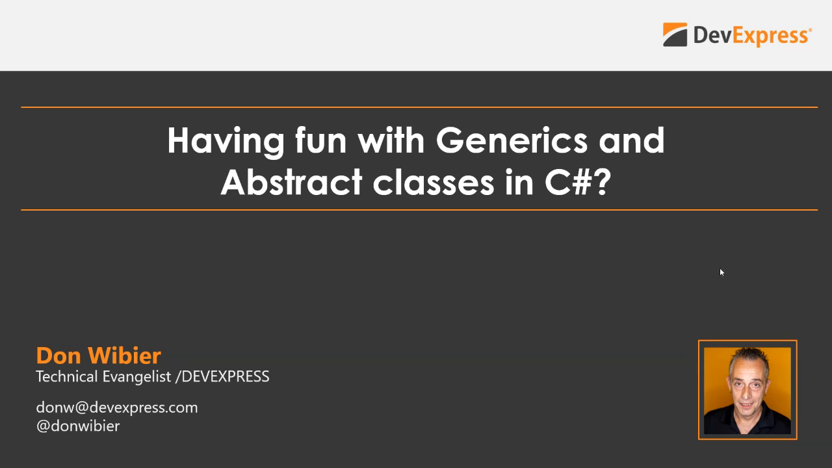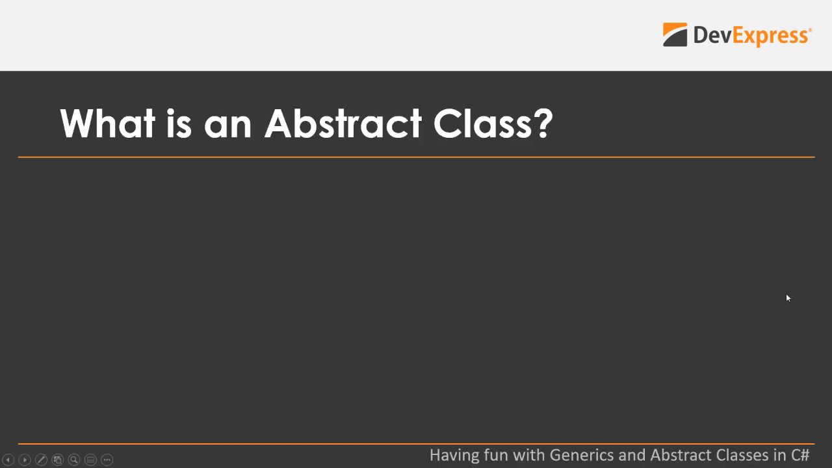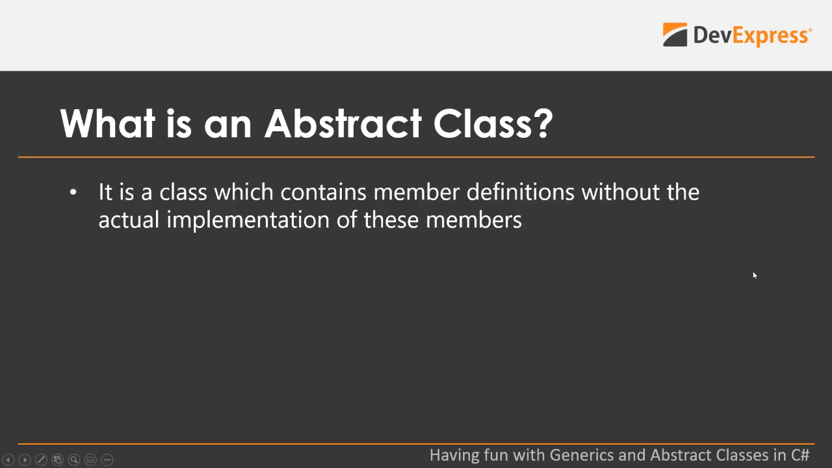So let's first start with what is an abstract class. By the way, this stuff works with .NET Framework. It also works with .NET Core. It's something that has been in here for quite some time now. So let's first talk about an abstract class. What is that? Well, an abstract class is a class which contains some declarations and some member definitions without the actual implementation of these members.